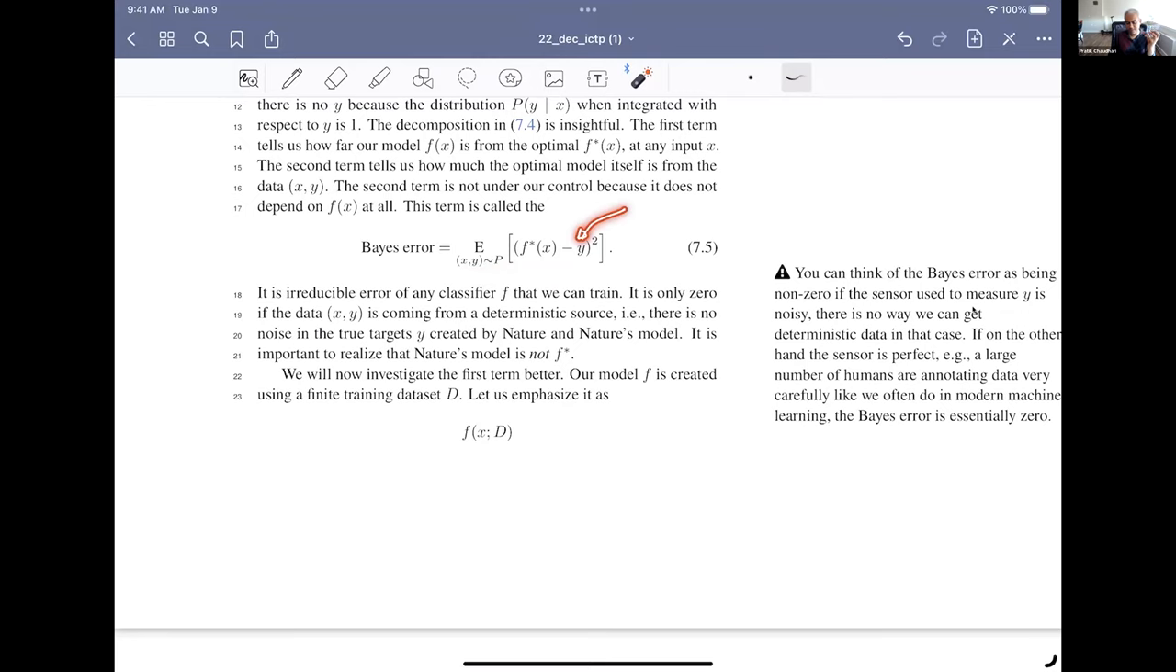If the labels were being obtained in your data set by a perfectly deterministic mechanism between x and y, then the Bayes error would be zero, because the best predictor f star would exactly be y. If y was a deterministic function of x, this is how f star is defined. You don't know it yet here, but trust me when I say that. If nature secretly was adding some noise before it gave you labels, then this would be a non-zero number.